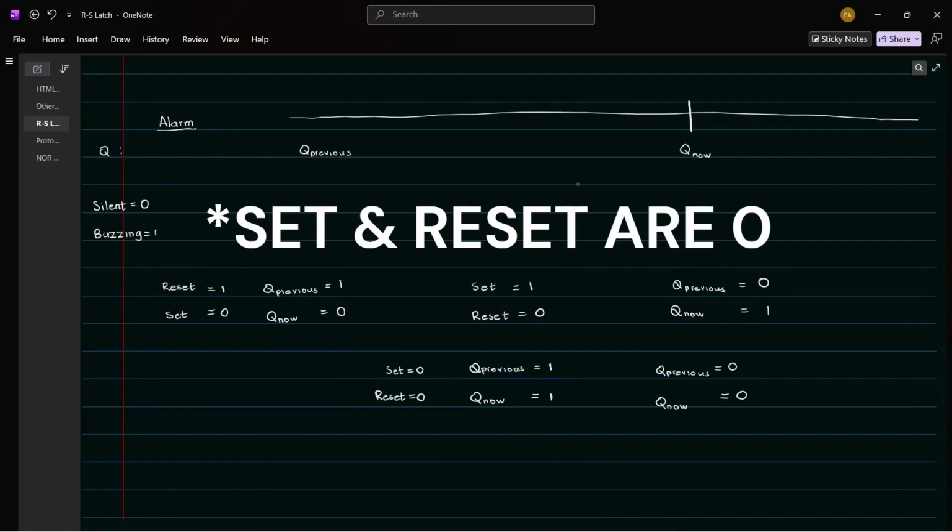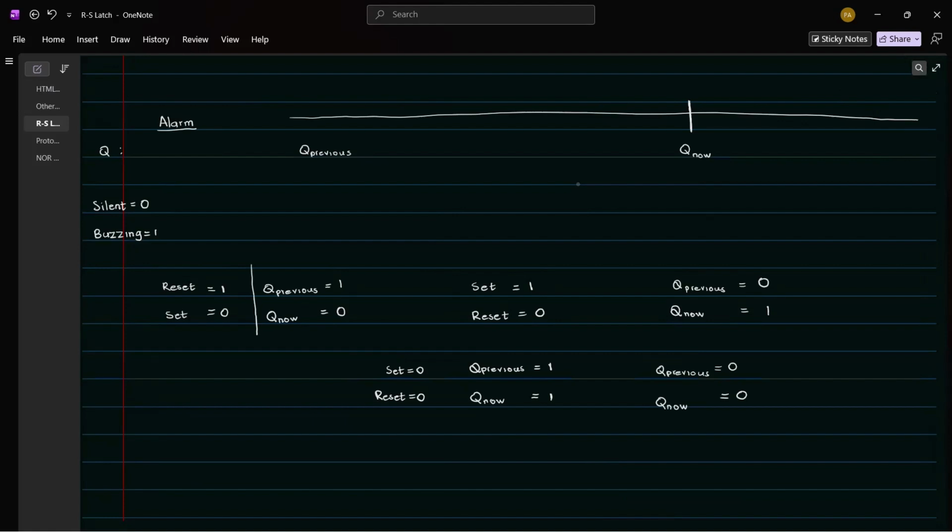Now you will have the question: Priyadarshan, what if Q previous was 0 here already? Well, if the alarm is not buzzing, it's silent, and you press the reset button, does anything happen to that alarm? No, nothing happens. It just keeps being 0, it just keeps being silent. That's the idea. When you are resetting, only if it was making sound does it have to become silent. That's the memory part here.